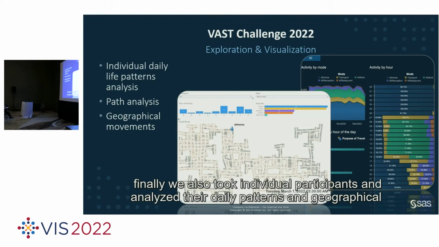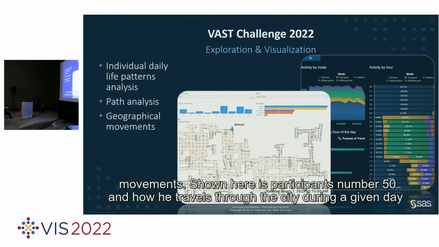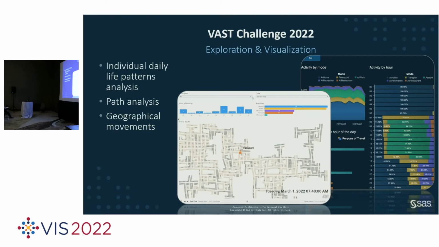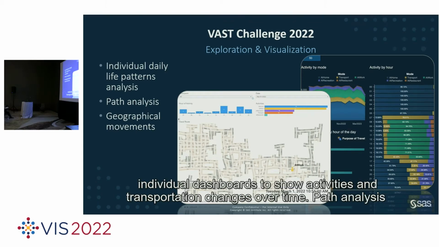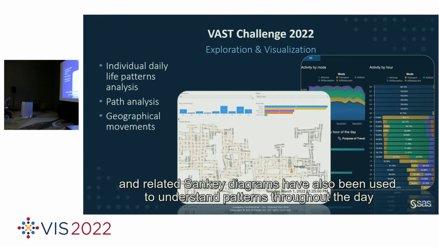Finally, we also took individual participants and analyzed their daily patterns and geographical movements. Shown here is participant number 50 and how he travels through the city during a given day. One can observe travel routes, purposes for stops, and of course duration. We also created individual dashboards to show activities and transportation changes over time. Path analysis and related Sankey diagrams have also been used to understand patterns throughout the day.